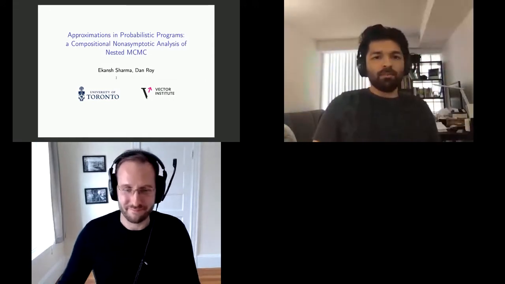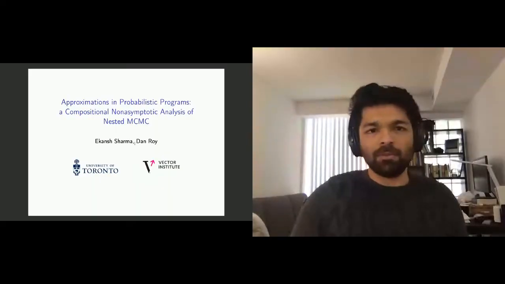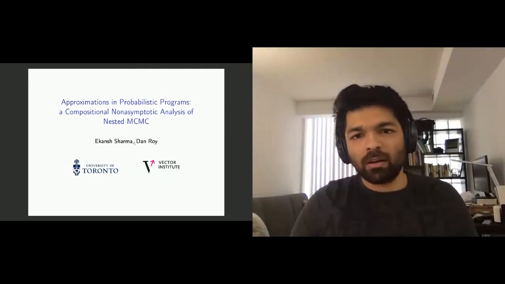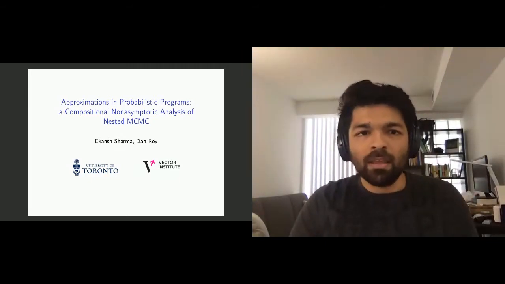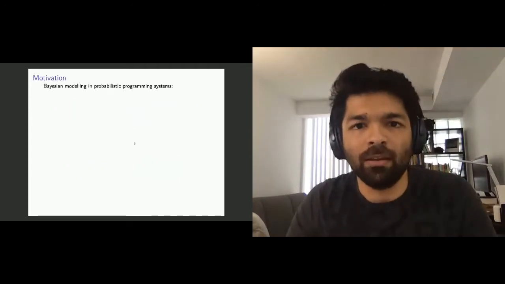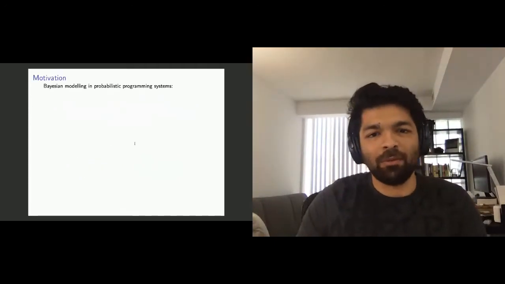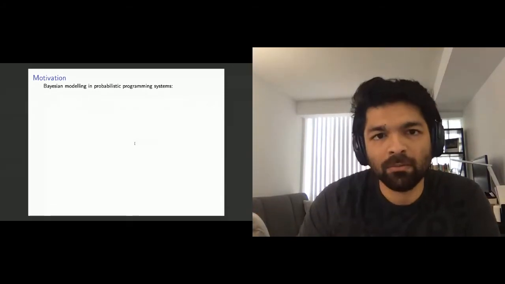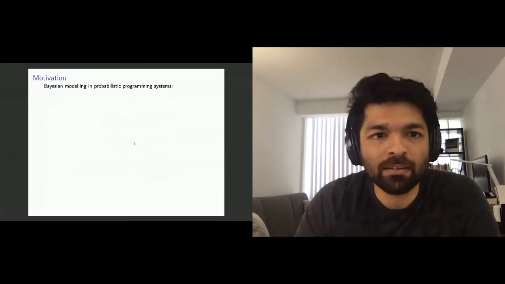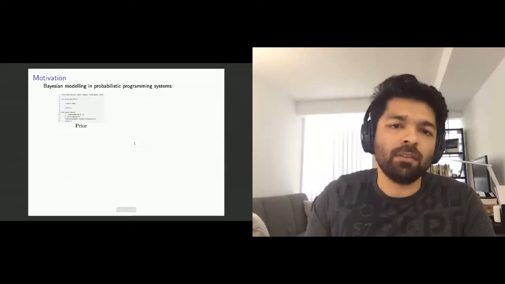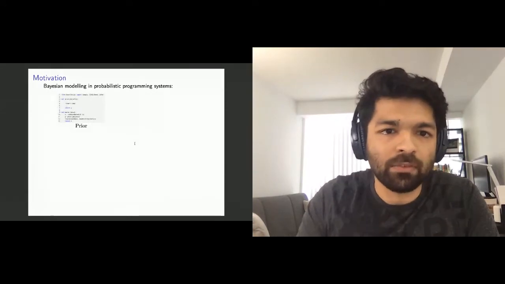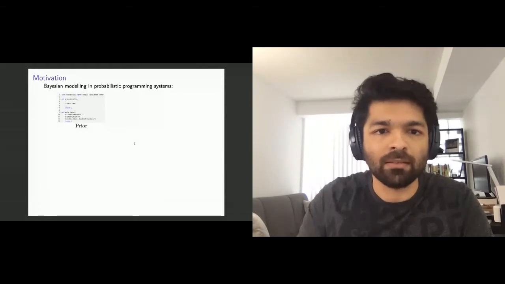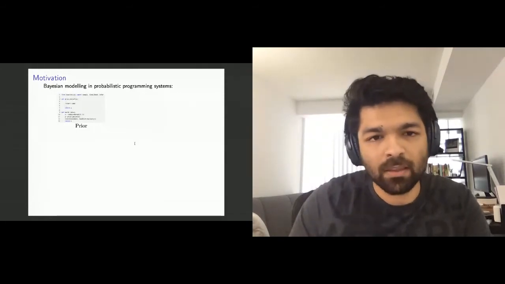Right. Hello. So I'm going to be talking about approximations in probabilistic programs. This is joint work with Dan Roy. Let's start with the motivation of probabilistic programming in general, though everyone in the audience is probably familiar with it. When we are doing Bayesian modeling in any probabilistic programming system, we ask the user to give us some prior beliefs about the world, which is given as some code that represents their prior beliefs. That's how the world functions.